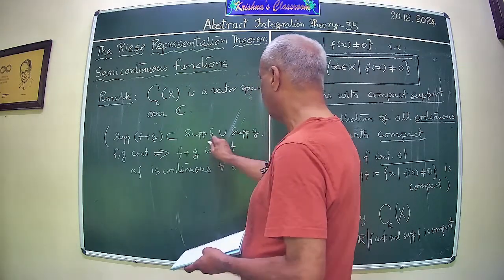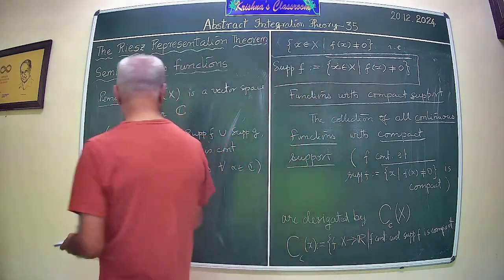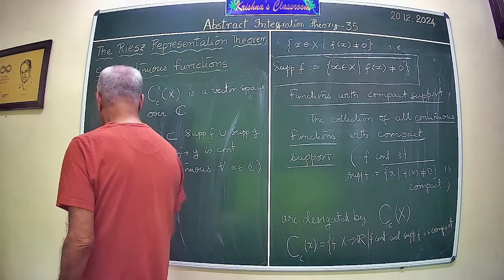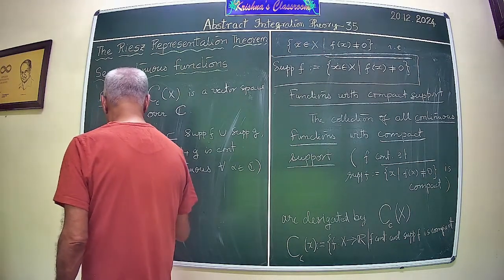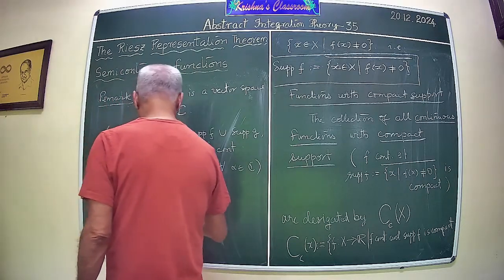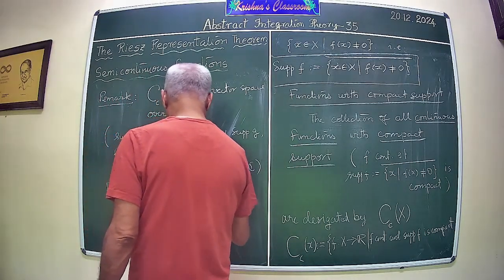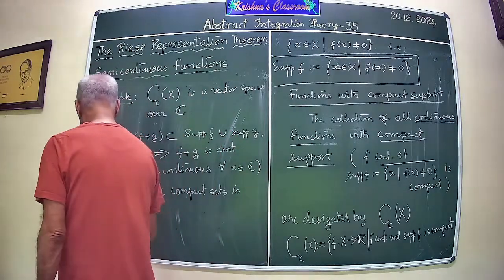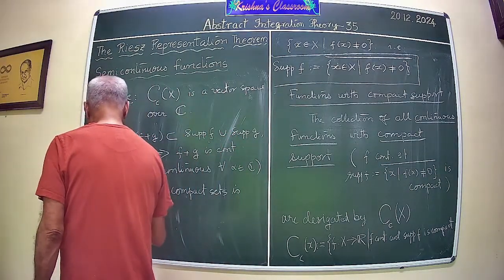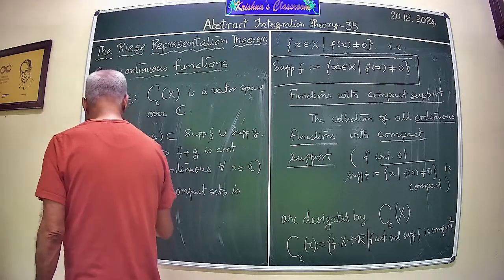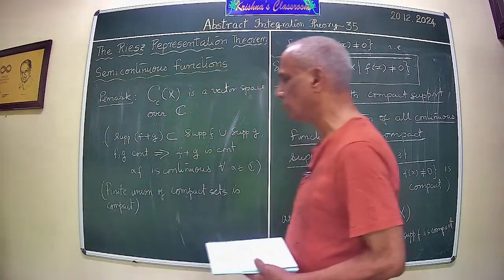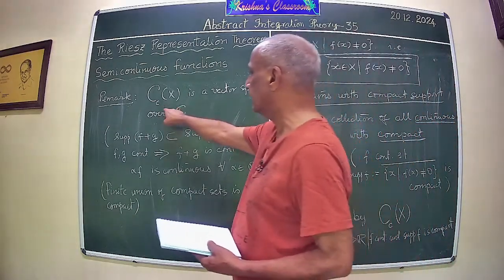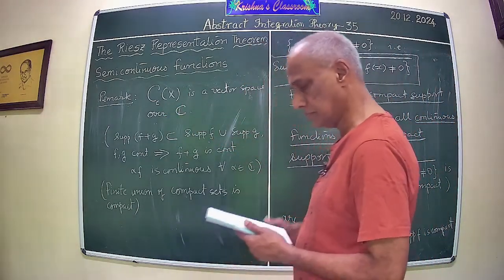Of course, here we also need that a finite union of compact sets is compact. Now, this is the sort of tool, or topological result, that you have to use to prove that Cc(X) is a vector space over C.